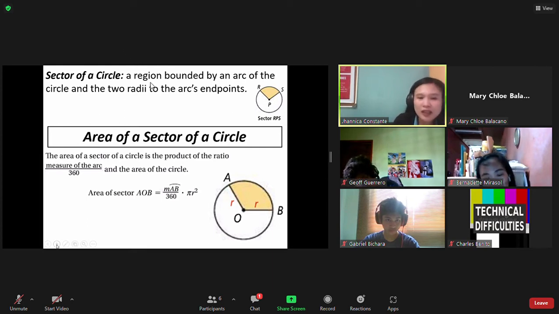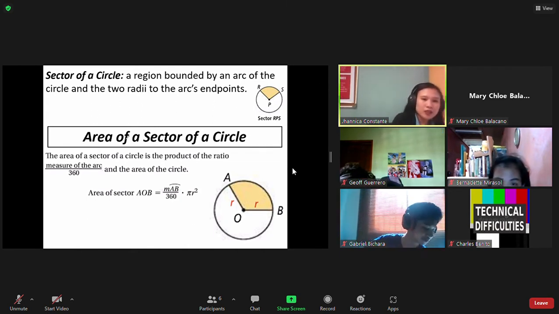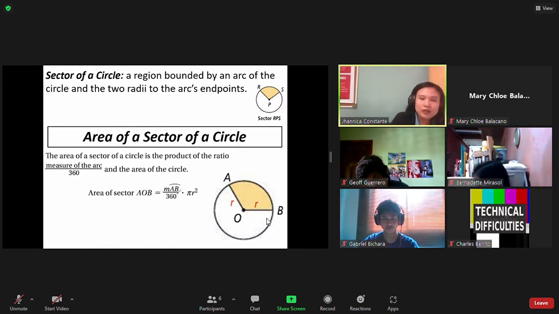Area of a sector is only the shaded part between the two radii that is enclosed by an arc. We have two formulas when it comes to the area of a sector, depending on the given. If the given is the radius, we have the formula for the area of the sector, which is the measurement of the arc divided by 360 times the area of a circle, and the formula for the area of a circle is pi r squared. So that is the first formula that we can use for finding the area of our sector.